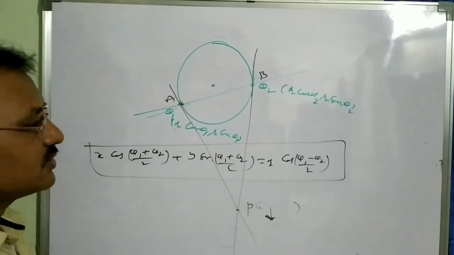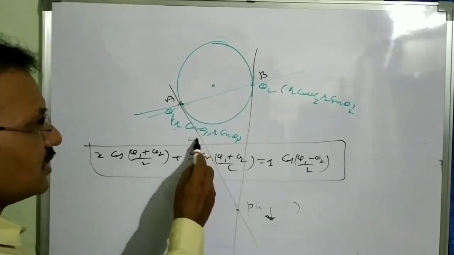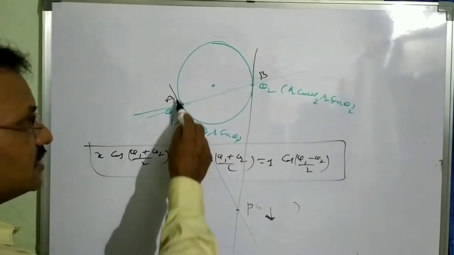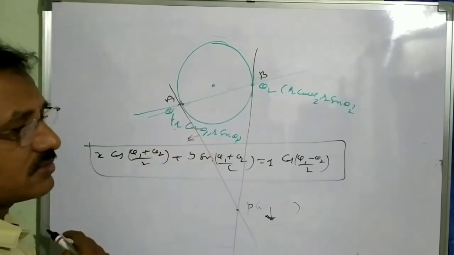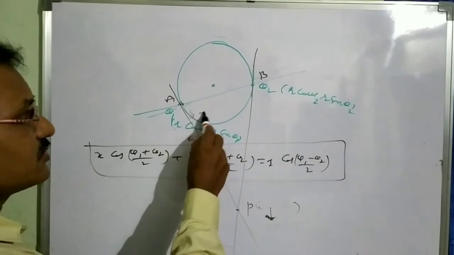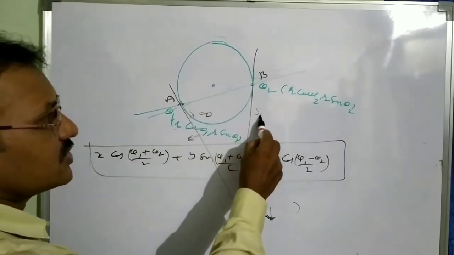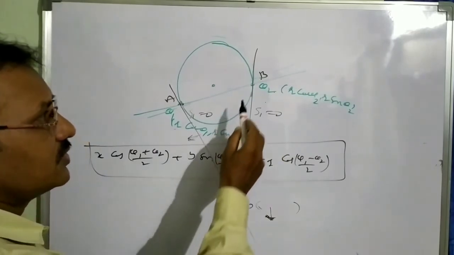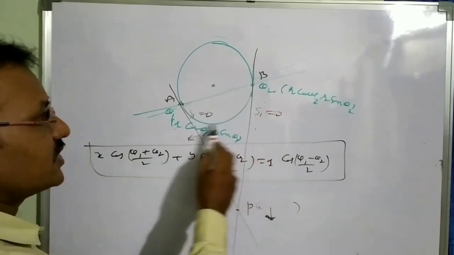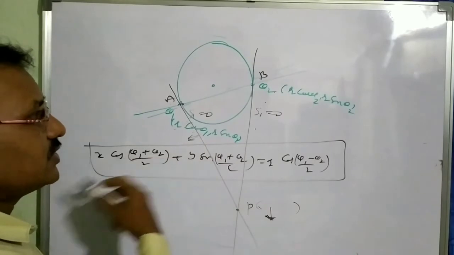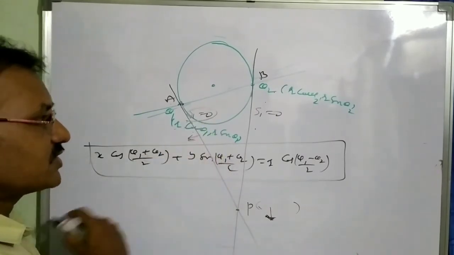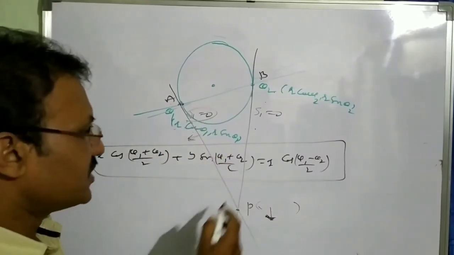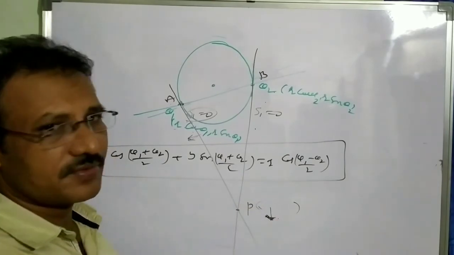Here, very simple, this is the equation of the tangent at point A. You can apply S1 is equal to 0 for this equation. This is also S1 is equal to 0 at the particular point B. At point B you can write its tangent equation, and at point A its tangent equation can be found. So by solving these 2 equations, you will get the point of intersection.